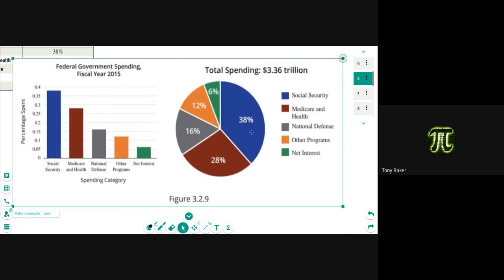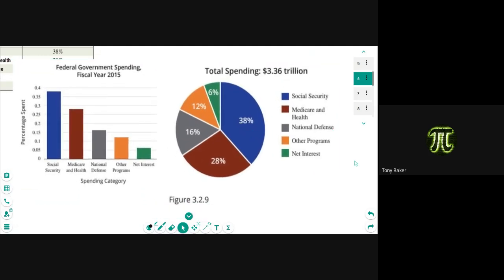All right. So in 2015, the federal budget was $3.36 trillion. Social Security made up 38%. Medicare and health made up 28%. Defense made up 16%. The other programs were 12%, and the net interest is 6%.